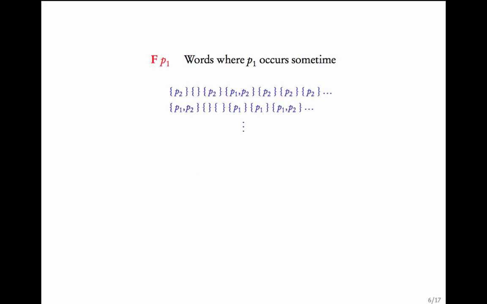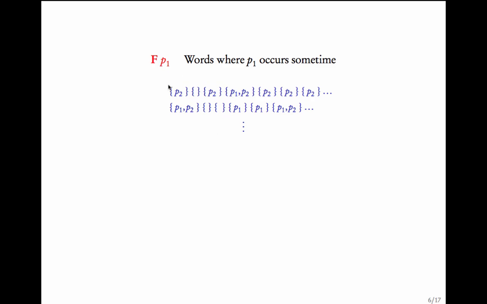Let's start with the LTL formula FP1. FP1 gives us the set of all words where P1 occurs some time. For example, look at this word. P1 doesn't occur here, P1 doesn't occur here. Here P1 occurs, so this word satisfies FP1. Similarly here P1 already occurs in the first letter, so this word satisfies FP1.